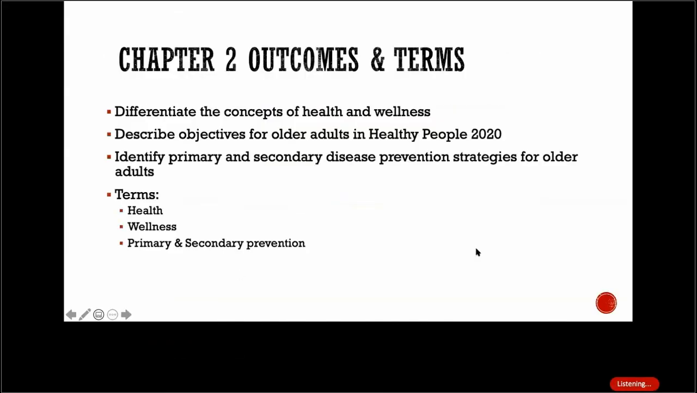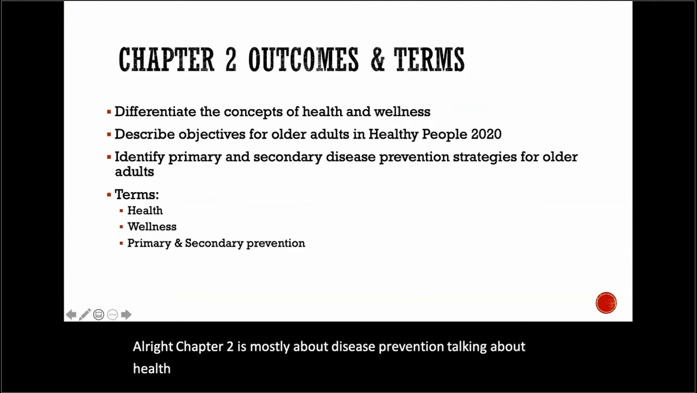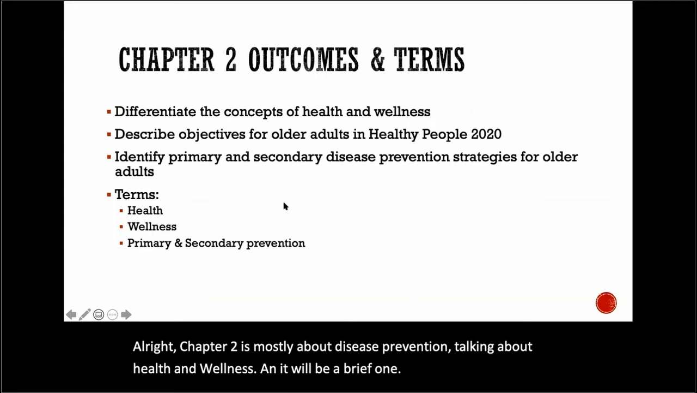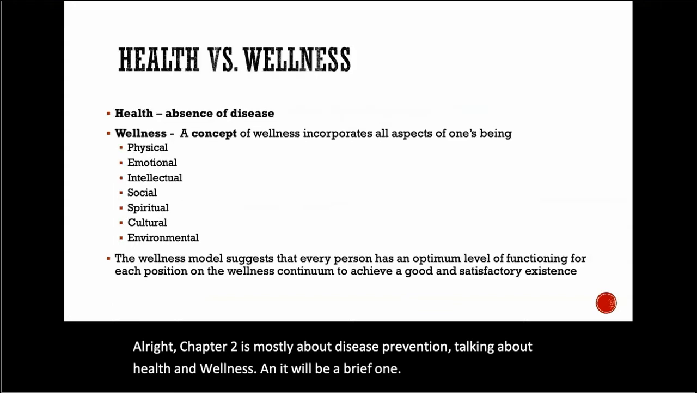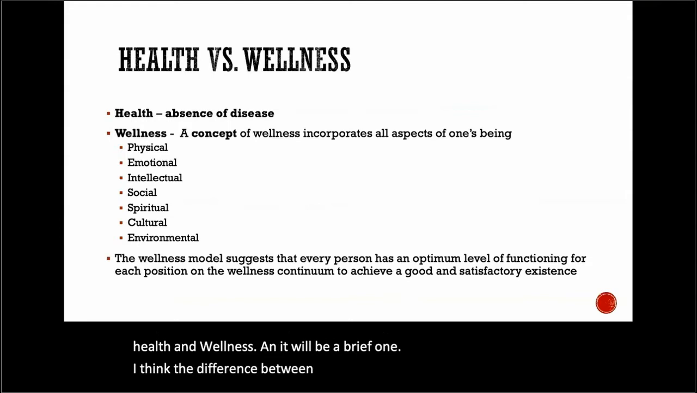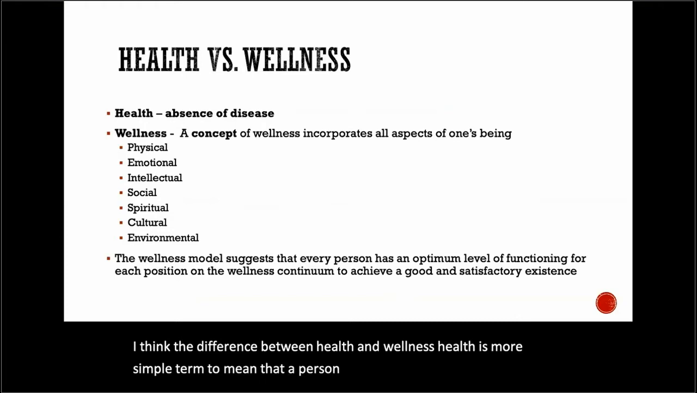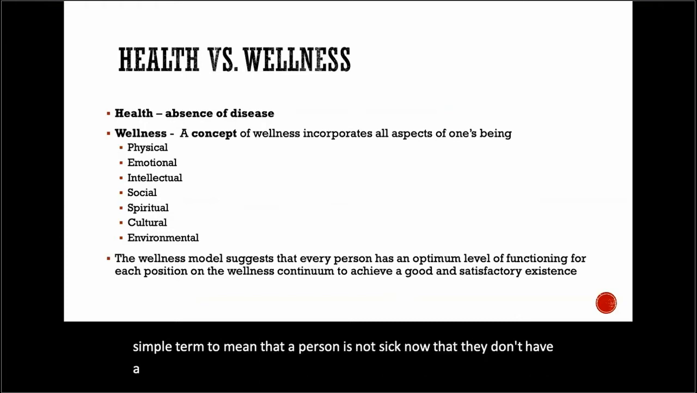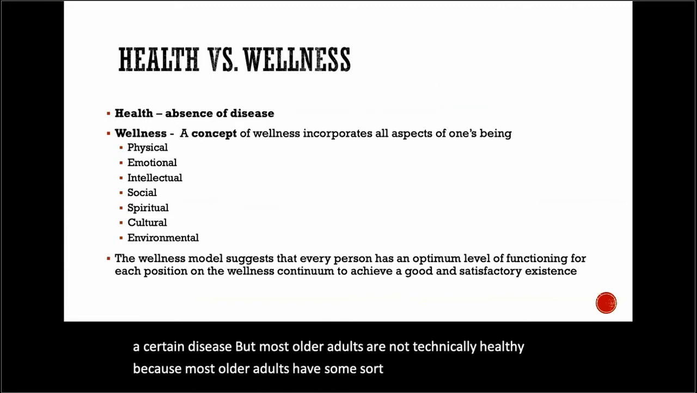All right, so chapter 2 is mostly about disease prevention, talking about health and wellness, and it will be a brief one. I think you know the difference between health and wellness. Health is a simpler term meaning that a person is not sick, that they don't have a certain disease. But most older adults are not technically healthy because most have some sort of chronic condition that is managed. So we look at the wellness of a person, right?